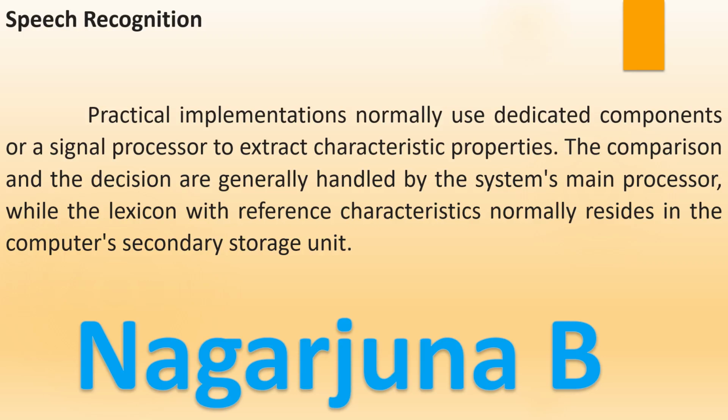So the extraction of the special characteristics of an individual utterance will be done by a dedicated component or a single processor, and this will be given to the main system, that is the main processor. The main processor will be doing the comparison of these extracted elements with the elements which are already present in the system, and those elements will be present in a secondary storage unit normally, and the comparisons will be made, and the decisions are generally handled by the system's main processor.